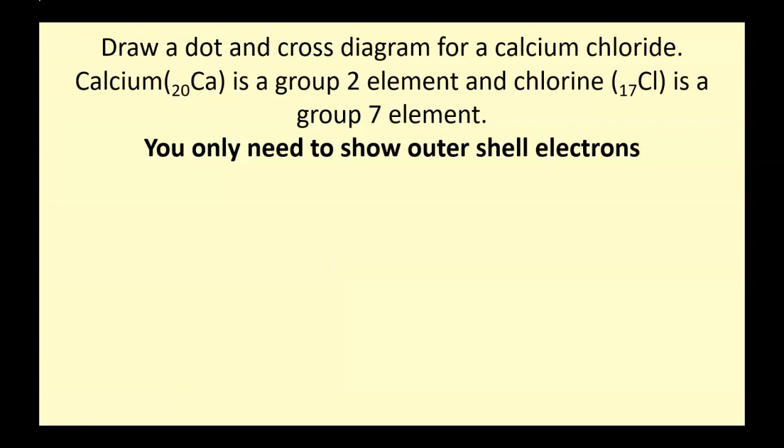Draw a dot and cross diagram for calcium chloride. Calcium is a group 2 element and chlorine is a group 7 element. Pause the video and then you can see the solution in a second.